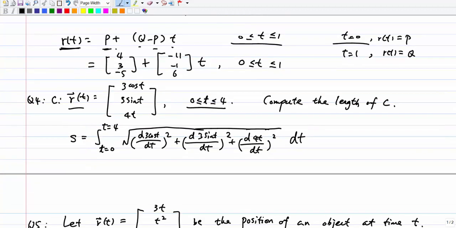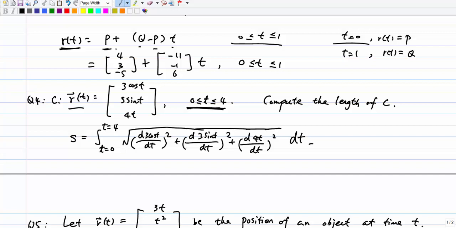Okay, so it's just a derivative of each component with respect to t, and then you take a square of that derivative, and you compute the sum of all the squares, and then take a square root of that, and integrate over the time interval we have.